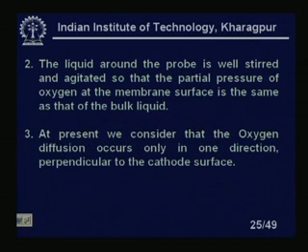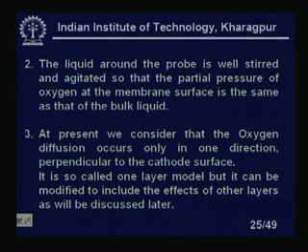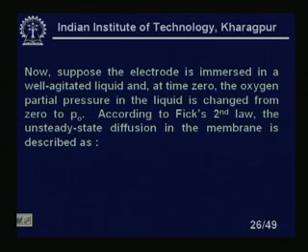At present, we consider the oxygen diffusion to occur only in one direction, that is perpendicular to the cathode surface. Okay. We are assuming one direction only, perpendicular to the cathode surface. It is the so-called one layer model, but it can be modified to include the effects of the other layers, as will be discussed later. Now, suppose the electrode is immersed in a well agitated liquid and at time 0, the oxygen partial pressure in the liquid is changed from 0 to P0.